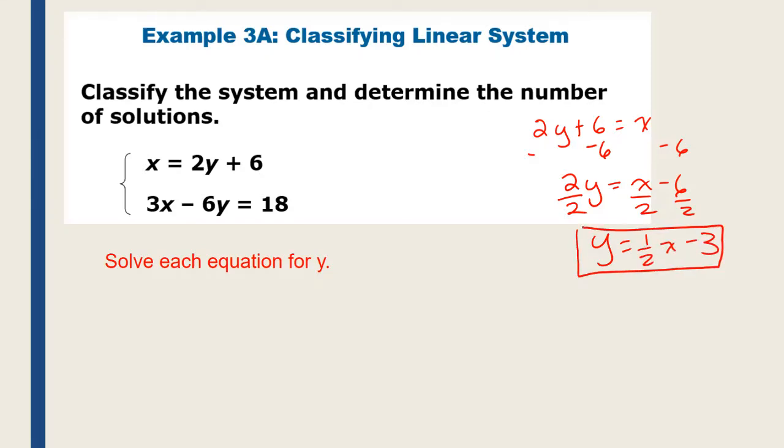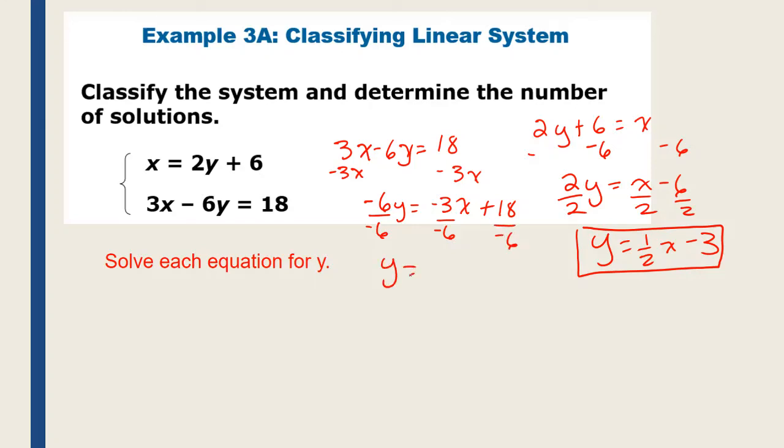So there's our first one. And our second one is going to be 3x minus 6y equals 18. Subtract 3x from both sides. We have negative 6y equals negative 3x plus 18. Divide both sides by negative 6. Negative 6, negative 6. We end up with y equals 1/2 x plus negative 3.